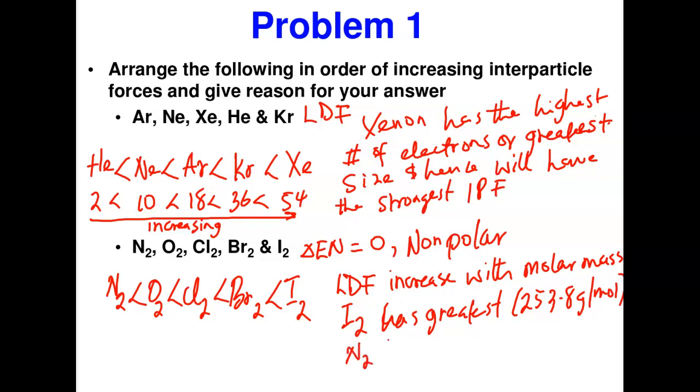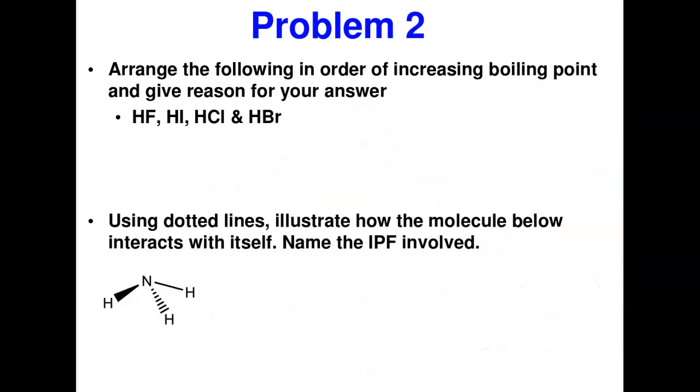Nitrogen has the lowest, about 28.02, because the atomic mass of nitrogen is 14.01. If you multiply by 2, this gives you 28.02. So which one is going to be the highest here? The reason is that iodine is the greatest because it has the greatest molar mass or molecular weight. And again, you need to understand these things and know which one will play a role depending on the question.